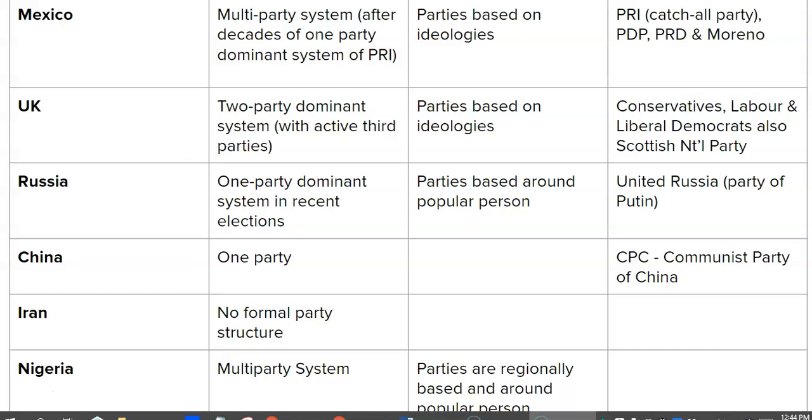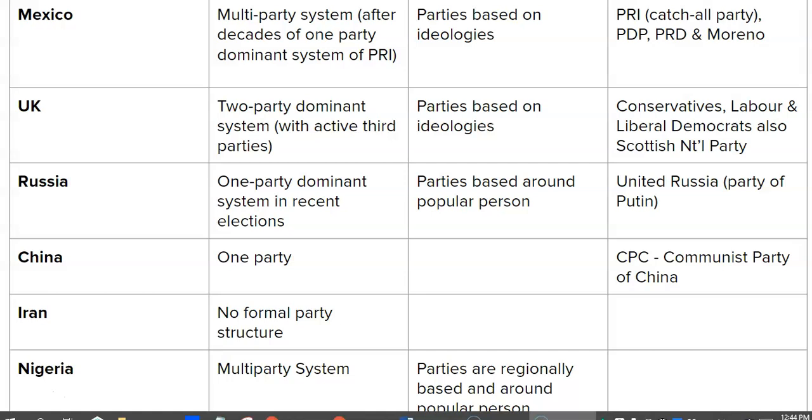So the second column is what are the political parties centered around? In Mexico, the parties are based on ideology. In the UK, it's based on ideology. In Russia, it's often around a popular person, though there are some ideological ones as well. And in Nigeria, they're very regionally based and often tied around a popular person and can come and go. Parties don't necessarily last.